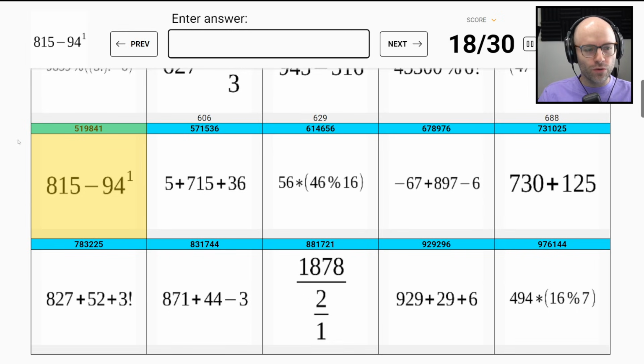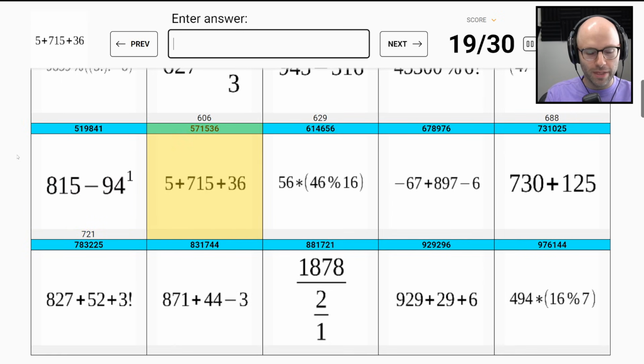815 minus 94 to the first power? 709. 94 times 1. Am I insane? You lose 15 off of the top of it. It becomes a 79. So 721? Oh, never mind. I'm not insane. I'm just bad at math.